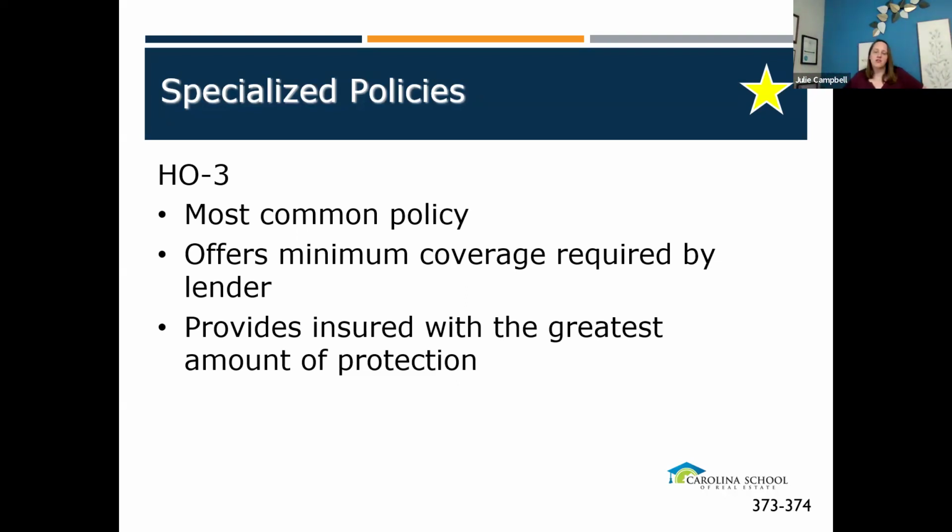They also provide the insured with the greatest amount of protection. Again, this is just the most common, and it's the one that the lender's looking for. Remember, you guys, buyer's agents. We get that buyer under contract. First thing we need to do is get the contract to the lender so the lender can start their process. Tell your buyer the lender's your priority.